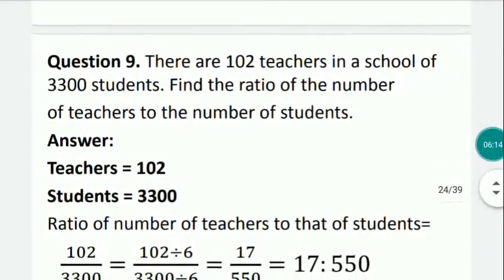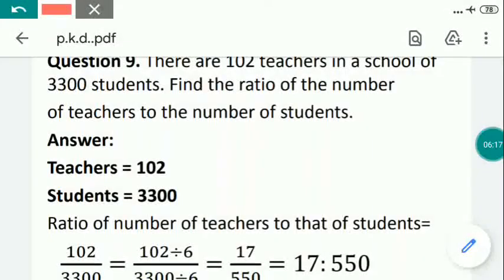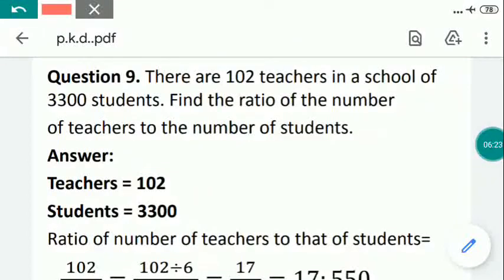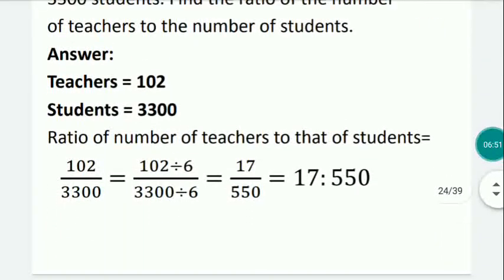Now question number 9. There are 102 teachers in a school of 3,300 students. Find the ratio of the number of teachers to the number of students. Okay. So here total 102 teachers and 3,300 students. We have to find the ratio of number of teachers to the number of students. Okay. Teachers nothing but the 102, students 3,300.